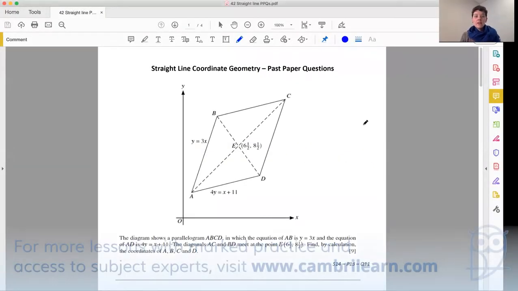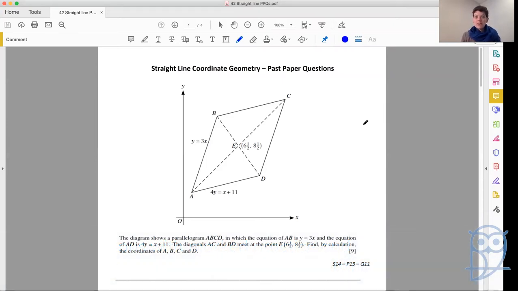Today we are going to be looking at past paper questions for straight line coordinate geometry. When we've got those classical things that we're looking at in terms of our formulas and our little toolbox of approaches, how do we see them and use them when it comes to questions? So our first one is one of those beautiful diagrams.